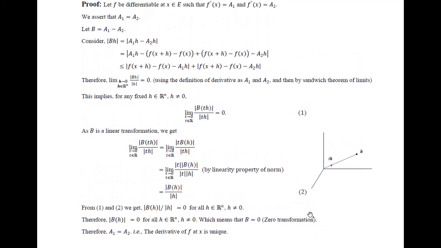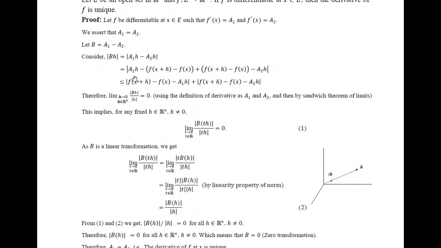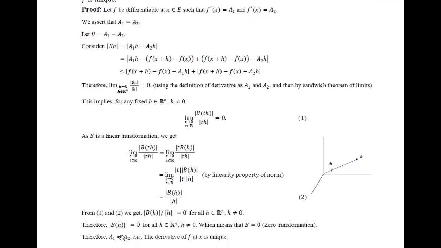What we wanted was this: for proving that A1 and A2, both derivatives of f at x, are equal, we took the difference of A1 and A2 as B, and we wanted to prove B equal to 0. We have got that B is zero as a linear transformation. So that proves that A1 and A2 are equal linear transformations, and effectively that means the derivative of f at this x is unique.